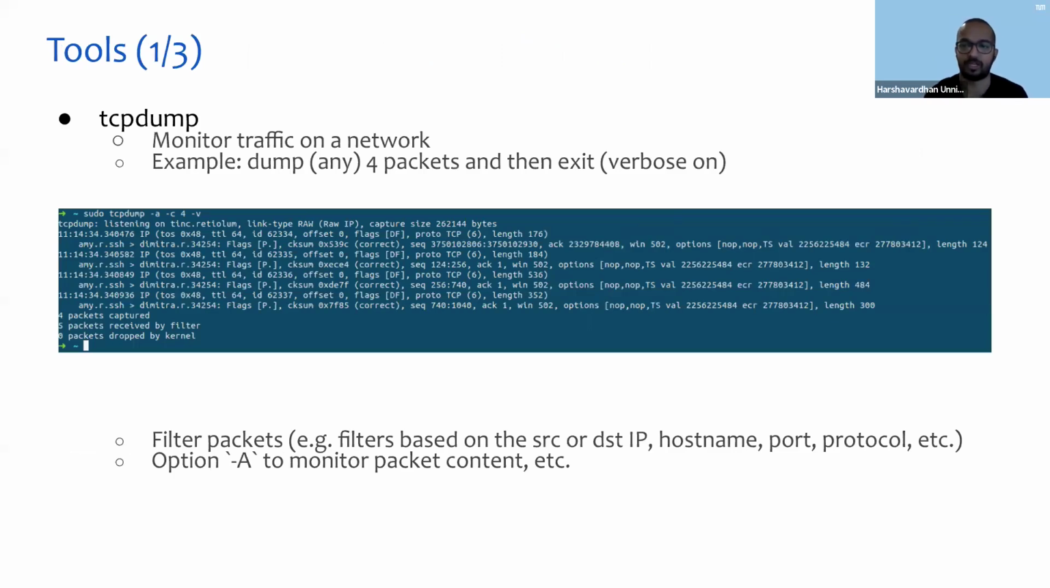Next, we will discuss some tools that help us inspect the network traffic. We can use tcpdump to monitor the network traffic according to defined filters. These filters can be based on the source and destination IPs, the ports, the host name, the protocol, and many other things. In this example, tcpdump monitors any 4 packets and then just exits.